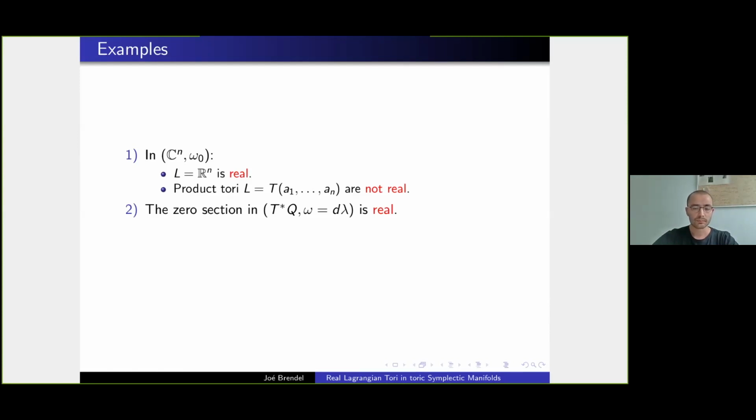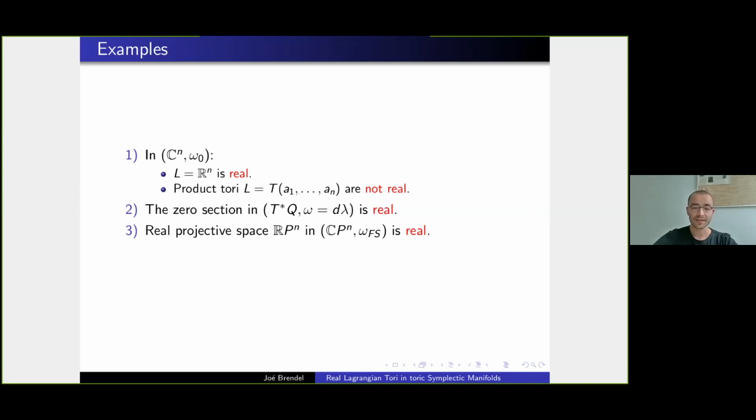Second main example maybe is the zero section in cotangent bundles, which is quite obviously real because you can invert the momenta. So you just map (q, p) to (q, −p), and this will fix the zero section. And in the same way, you can show that sections of closed one-forms, for example, are also real, by the conjugation argument that I gave before, because you can map the zero section to them by symplectomorphisms.